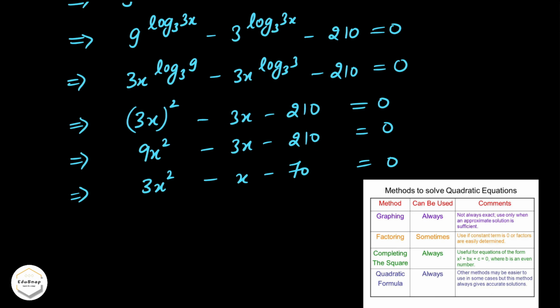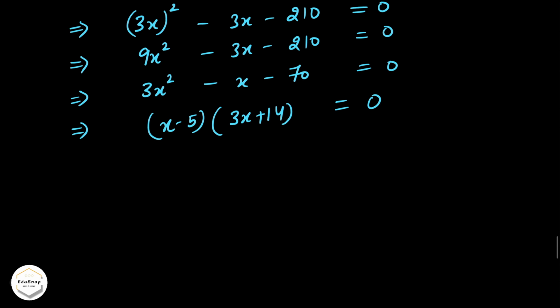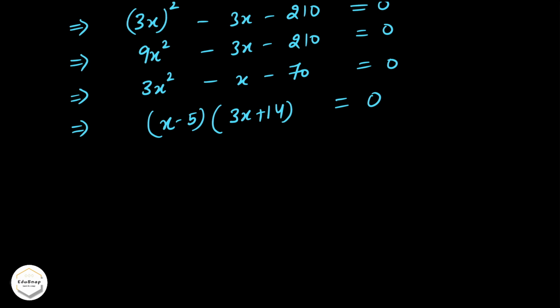Now you just have to use factorization. If you are comfortable with factorization, that is middle term splitting, go with it. If you are not, you can go with the discriminant formula, or you can say the Sridharacharya method or quadratic formula, anything you call it. So use that formula. Now after using it, like I used the factorization method, I get this part.